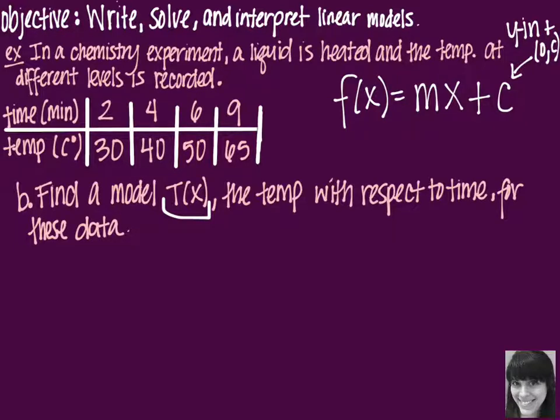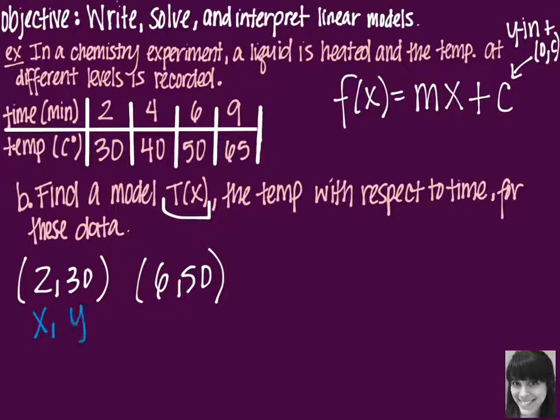Okay? Alright, so we're going to pick any 2 points. Let's do 2 and 30, and let's do 6 and 50. You could have chosen any of these points, any 2 of them. You're going to get the same gradient that I get. Okay? If you don't believe me, try it out. See what happens. Go crazy.